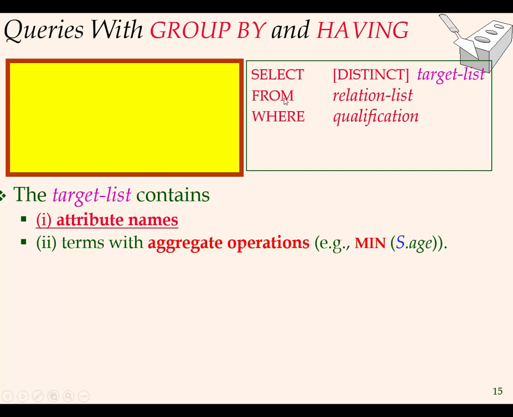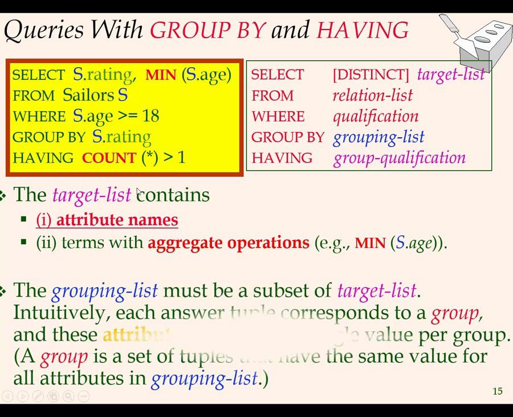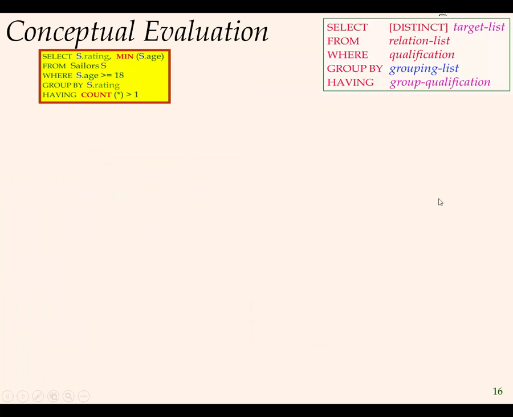So the syntax is select, from, where, and the next two, as an example, group by. For example, I'm going to group by rating 1 through 10. And this is the having count greater than 1. That's the qualification that will discard the group, not just the tuple. Again, this is the target list. This is your output relation, the attributes. The grouping list has to be contained in the target list. So I think that is straightforward.